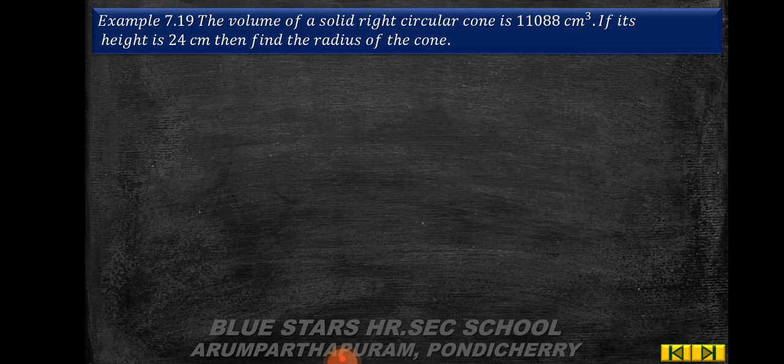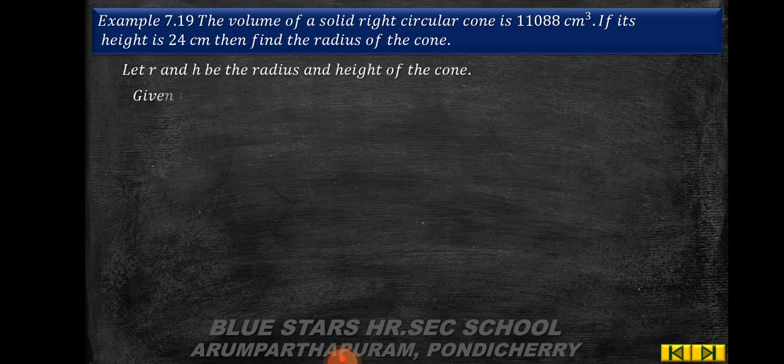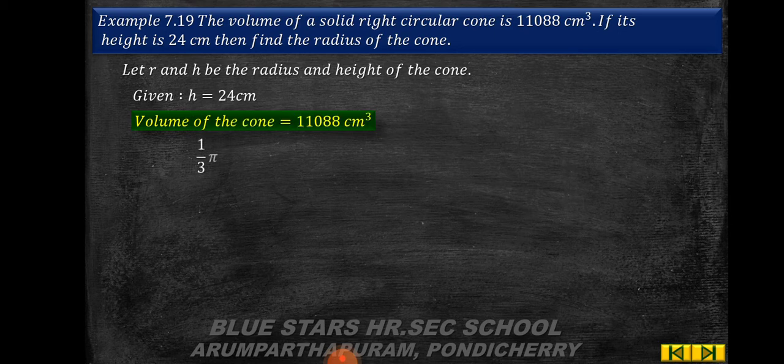Next one is example 7.19. The volume of a solid right circular cone is 11,088 centimeter cube. If its height is 24 centimeter, then find the radius of the cone. Let r and h be the radius and height of the cone, given h is equal to 24 centimeter. Volume of the cone is equal to 11,088 centimeter cube.